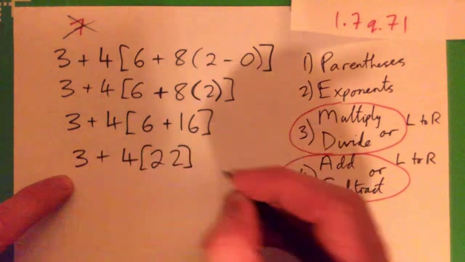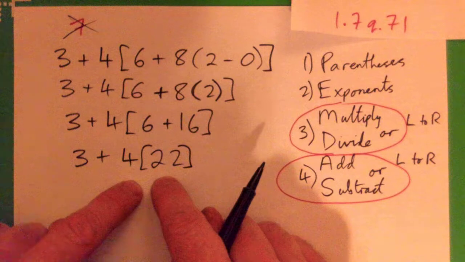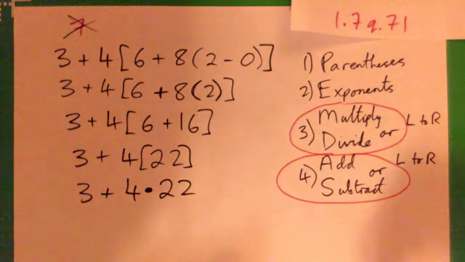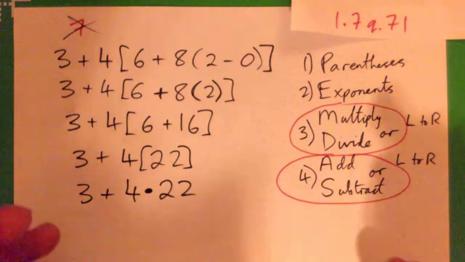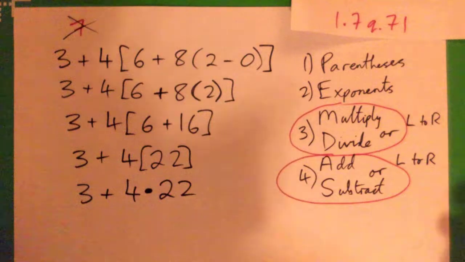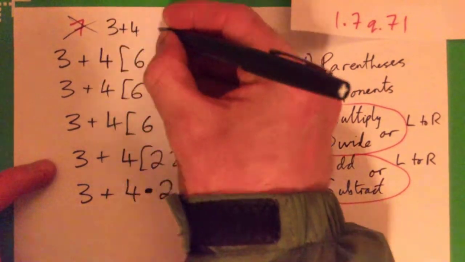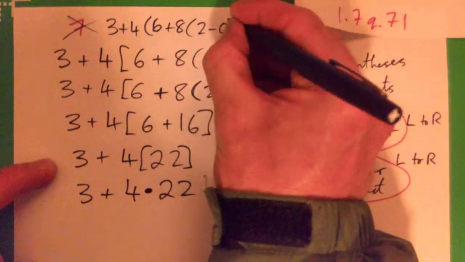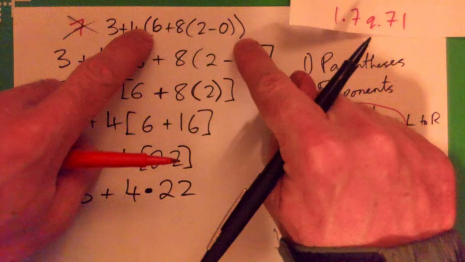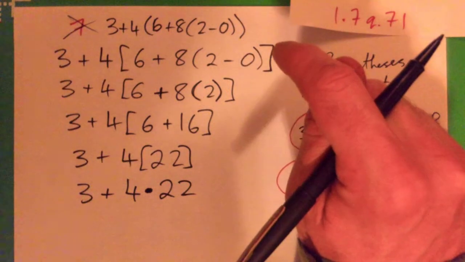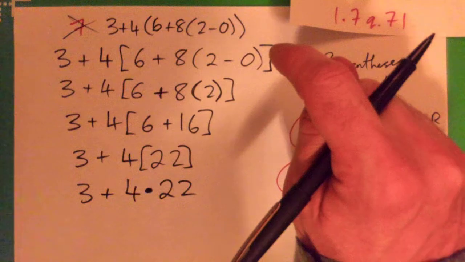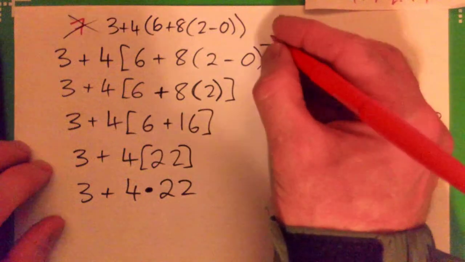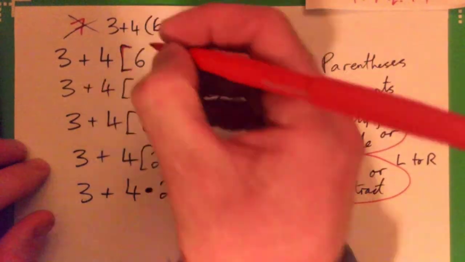The square bracket is just parenthesis. It just means multiply. This just means multiply. This is the same thing, by the way, as 3 plus 4 times 22. It's the same thing. The square bracket is not special. It's just another type of parenthesis. Why didn't they just write it as this? They could have done this: plus 4, parenthesis, 6 plus 8, parenthesis, 2 minus 0. Why didn't they just write it with two parentheses that look the same? Because they wanted to distinguish between this parenthesis and this one, so it's clearer, I guess.